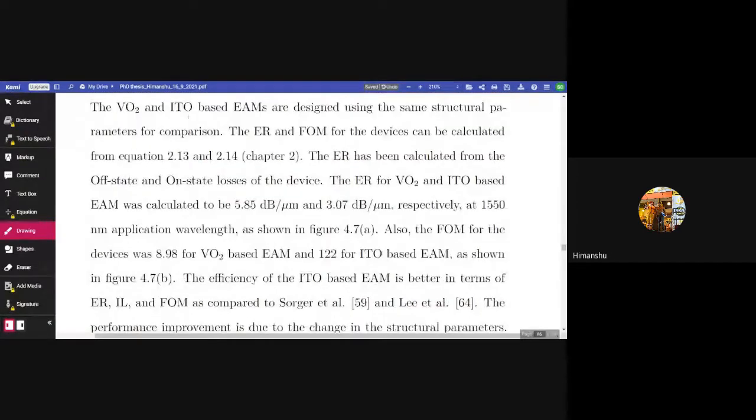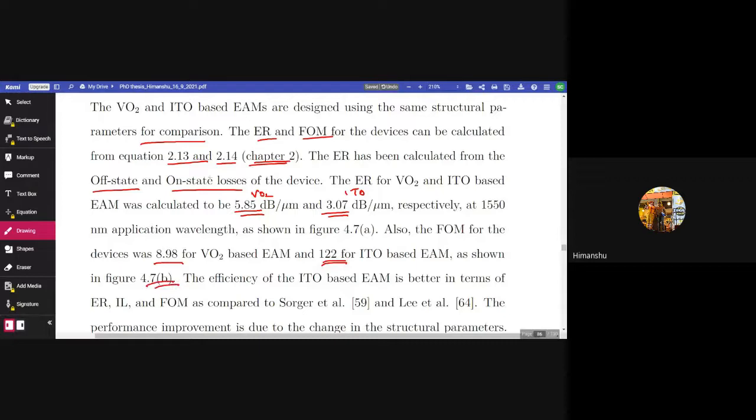The vanadium dioxide and indium tin oxide based EAMs are designed using the same structural parameters for comparison. The ER and FOM for the devices can be calculated from equations 2.13 and 2.14, chapter 2. The ER can be calculated from the off-state and on-state losses of the device. The ER for vanadium dioxide and indium tin oxide based electro-absorption modulators was calculated to be 5.85 dB per micrometer and 3.07 dB per micrometer respectively at 1550 nanometer application wavelength, as shown in figure 4.7a. Also, the FOM, figure of merit, for the devices was 8.98 for vanadium dioxide based EAM and 122 for ITO based EAM, as shown in figure 4.7b.